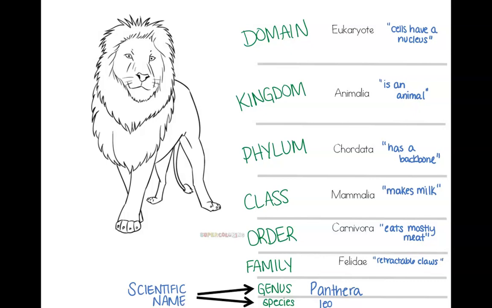So, just a reminder, as you go down with the levels of classification, they go from very general to very specific, including a lot of organisms down to a little.